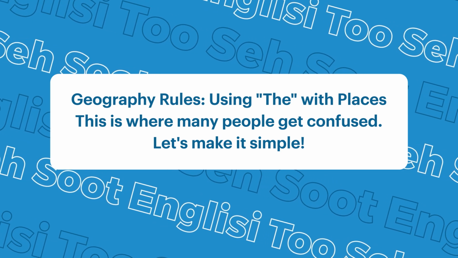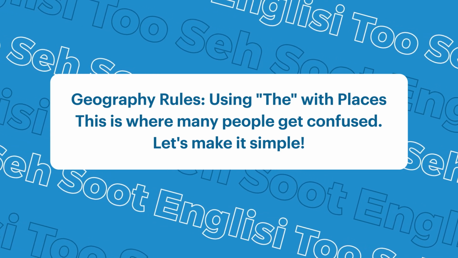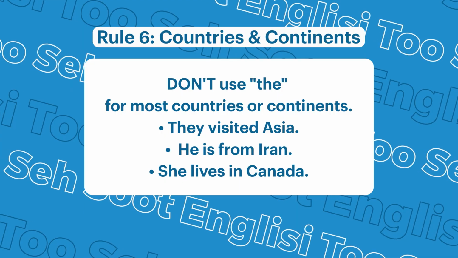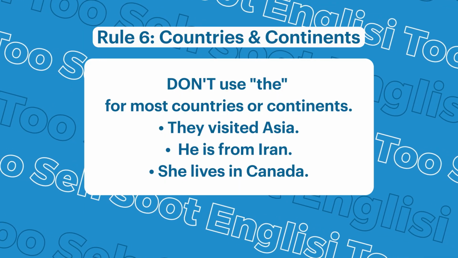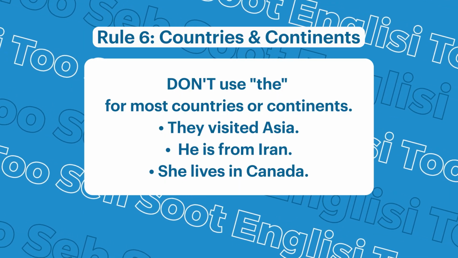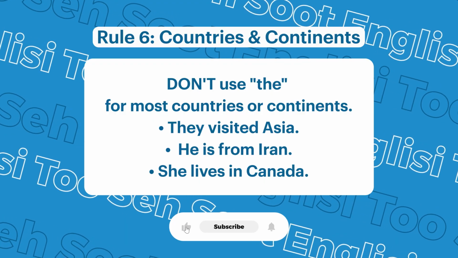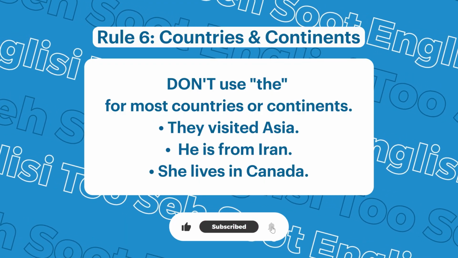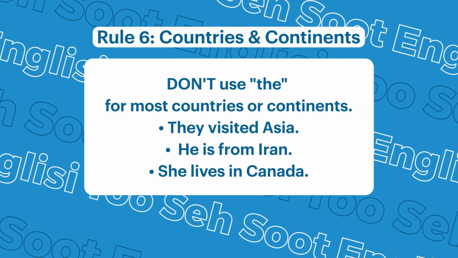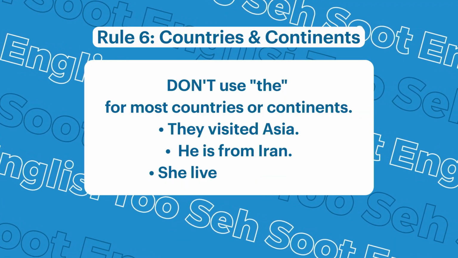Geography rules, using the with places. This is where many people get confused. Let's make it simple. Rule number 6. Countries and continents. Don't use the for most countries or continents. For example, they visited Asia. He is from Iran. She lives in Canada.